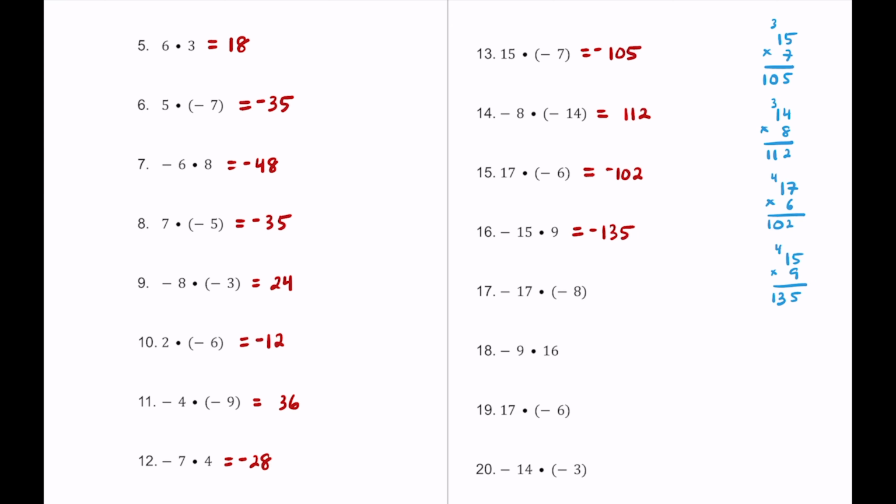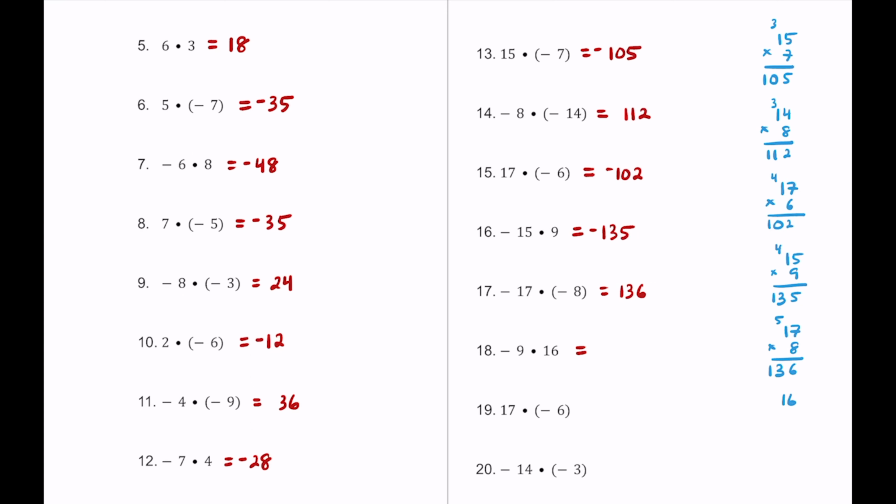For number 17, we have a negative 17 times a negative 8. So let's ignore their signs for now and just say 17 times 8. Well, 8 times 7 is 56, carry the 5. 8 times 1 is 8 plus 5 is 13, so we have 136. And we have two negative signs, or two opposite signs, so the opposite of the opposite is just going to be a positive 136. For number 18, we have negative 9 multiplied by positive 16.